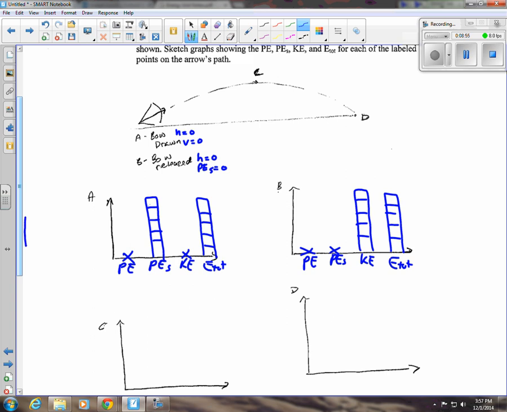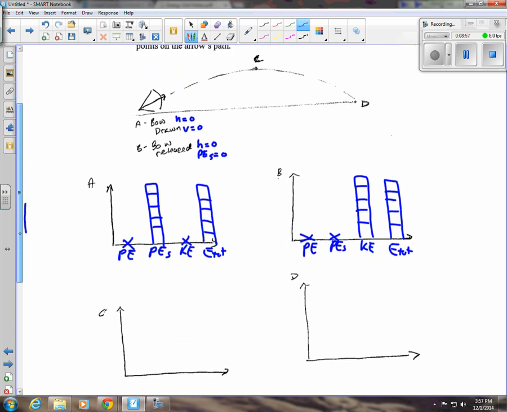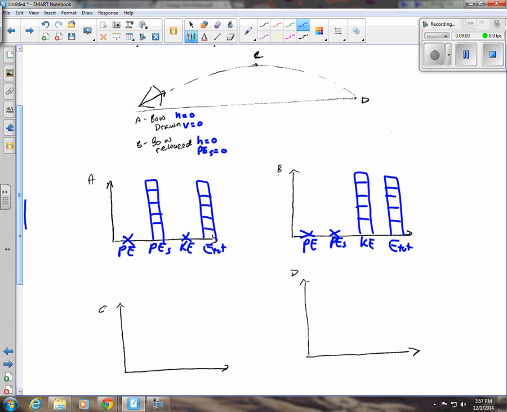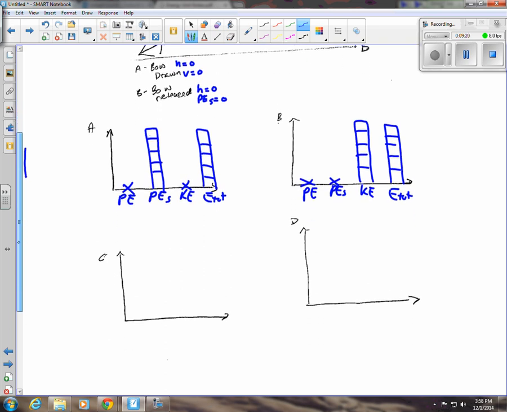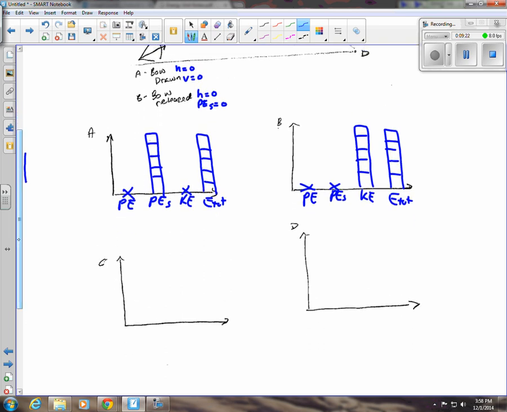Okay, next one. Part C. It is at the top. Now, you have to be a little bit careful because we look at that, that's the highest point. So we know the PE is a maximum there. And in our heads, a lot of times we say kinetic energy is going to be 0. But that's not the case. It still has some velocity. So therefore, it will have some kinetic energy. So I can't make it 0. However, that's the smallest. And the spring potential energy is gone at that point, because the bow is still not drawn back. We have PE, PES, KE, and total.